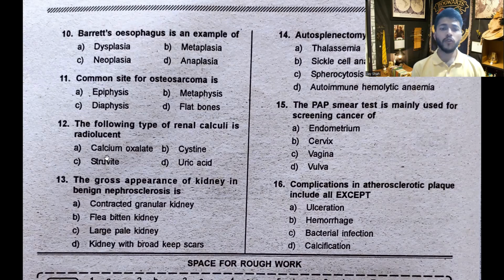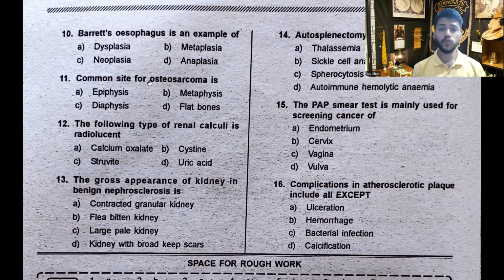Cool. The following type of renal calculi is radiolucent. Radiolucent means that it cannot be visualized. It is uric acid. Again, it's a no-brainer. You'll have to remember it. Oxalate, struvite, cysteine, all are radio-opaque. That means they can be visualized in a non-contrast CT, right, or in an X-ray.